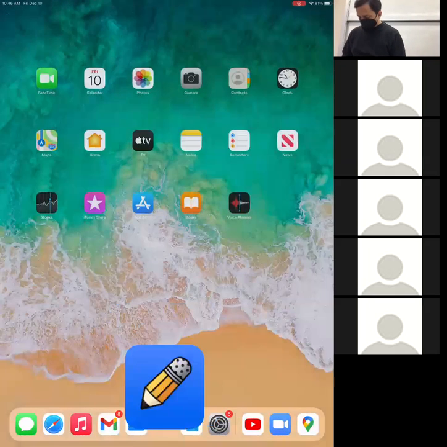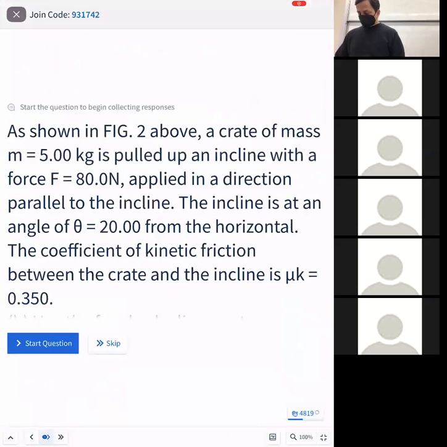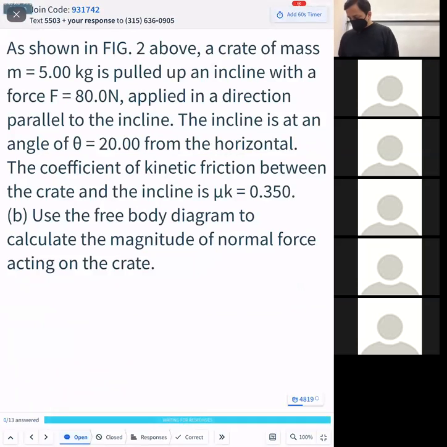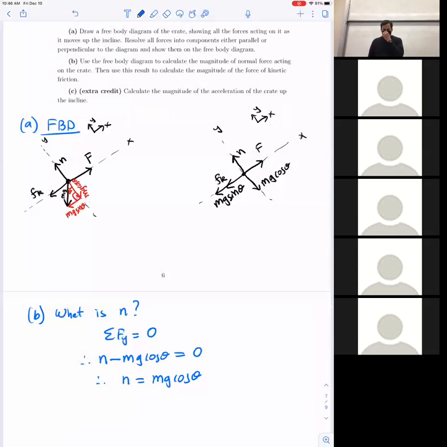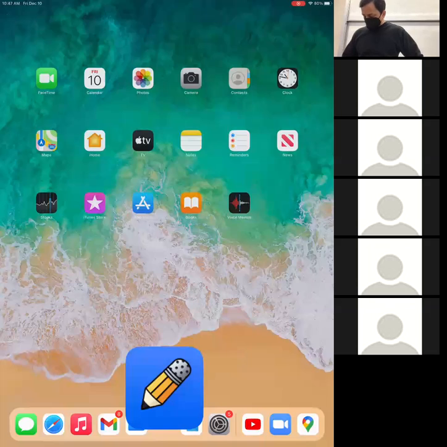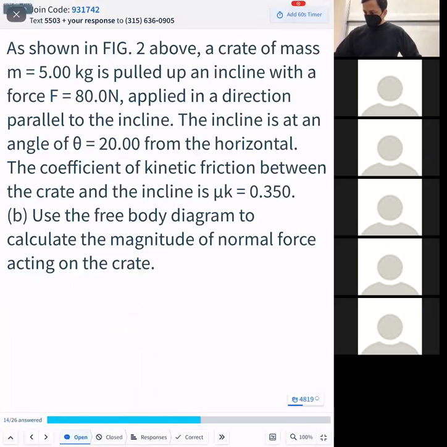So let me just go ahead and make that a top hat question quickly. So in that picture, let's go ahead and compute what is the normal force. And then we can quickly do the friction one as well.